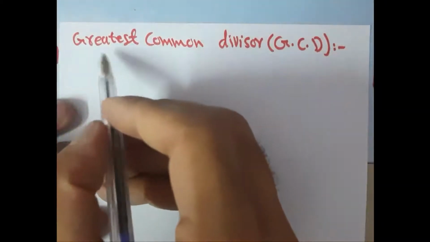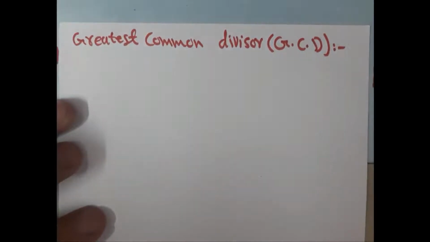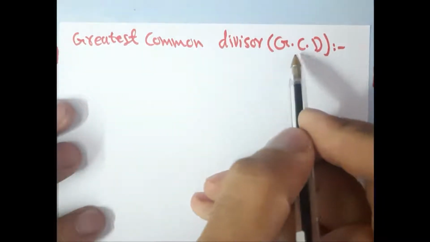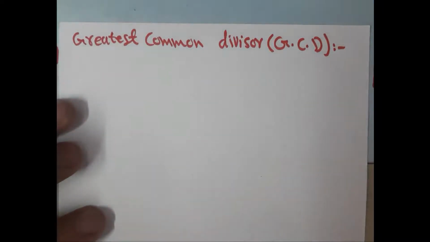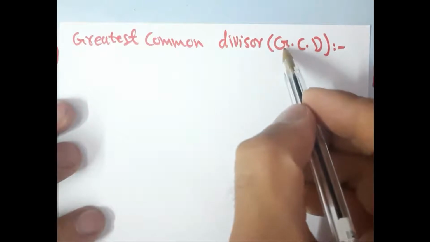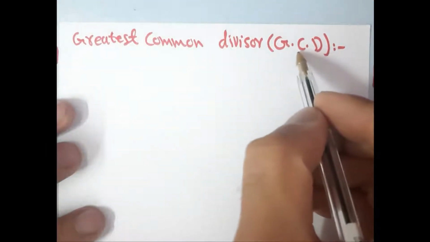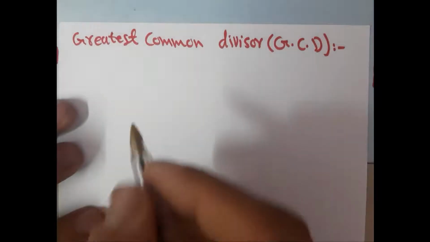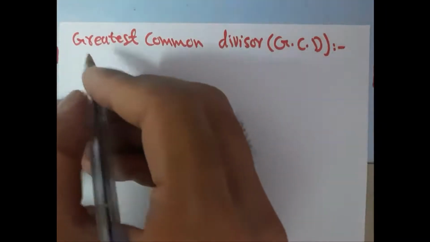Now we want to explain the next topic, which is greatest common divisor, or GCD. Some people say greatest common factor and write GCF. Both are the same, factor or divisor. Here we want to explain this concept.